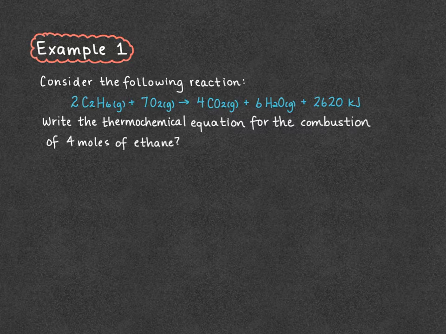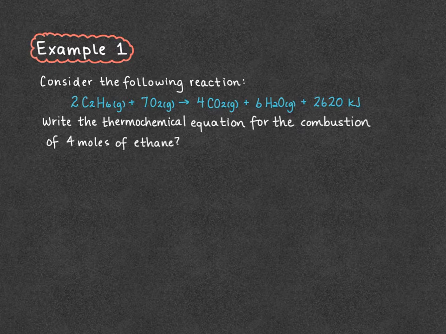So 2 moles of ethane react with 7 moles of oxygen to produce 4 moles of carbon dioxide and 6 moles of water, plus 2,620 kilojoules of energy. So we're going to rewrite this thermochemical equation for the combustion of 4 moles of ethane. Now you might be able to see this and just automatically do the math in your head. We're going to walk through a process that, if you're a little bit lost, will give you the right answer.